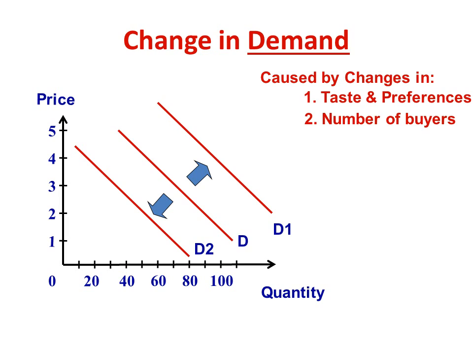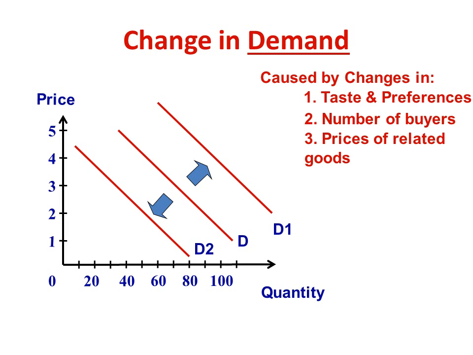So that introduces a whole new group of buyers into the market for corn. So there's an increase in the number of buyers. So the demand curve would shift from D to D1, an increase in demand. Now, obviously, anything that would decrease the number of buyers in a market would cause the demand curve to shift leftward from D to D2.